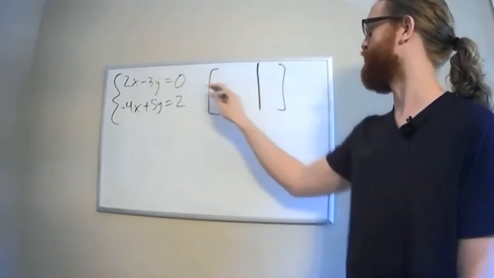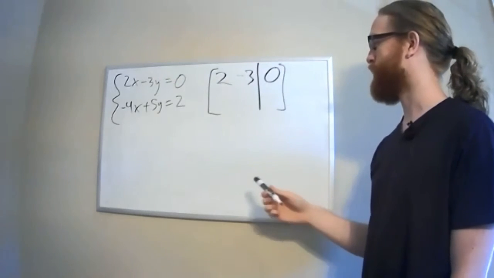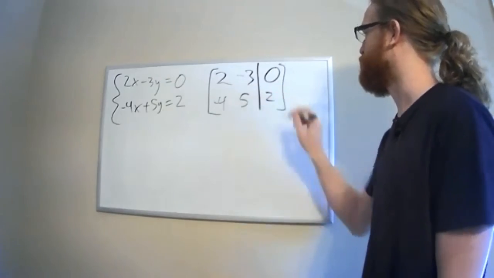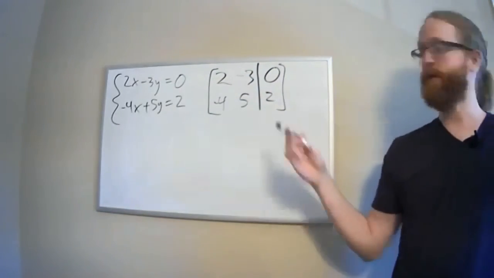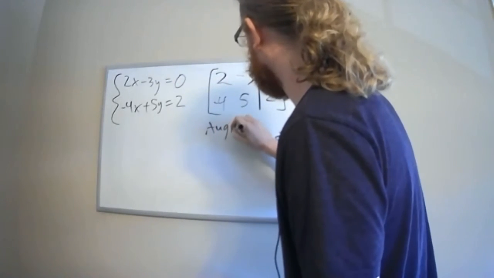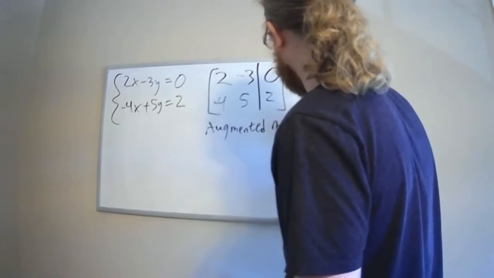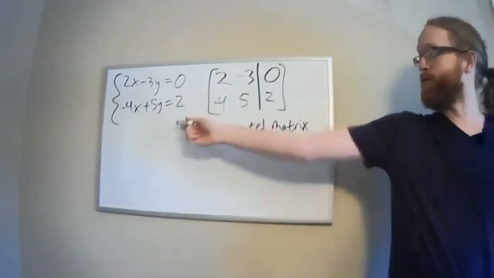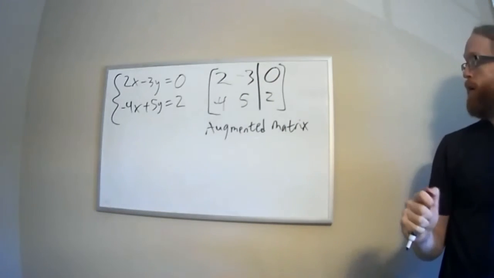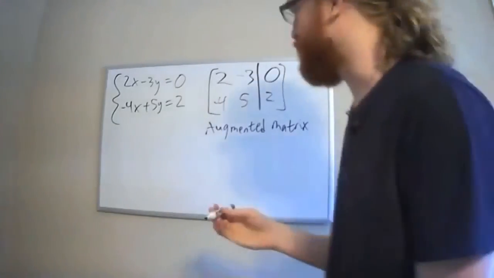My top row would just be this first equation, 2, negative 3, 0. And the second row will just be the second equation, negative 4, 5, and 2. So this is how we could write down an augmented matrix. And then I'll write that word up here. The augmented matrix for this system of equations. Okay. And so you're going to be doing this a lot, going from system of equations to matrix. Maybe I'll point out really quickly that you can go the other way.